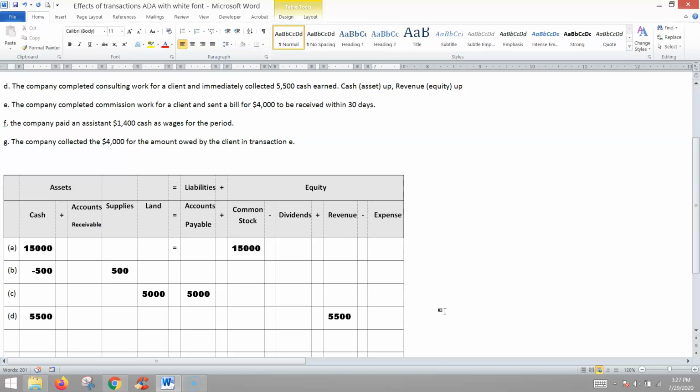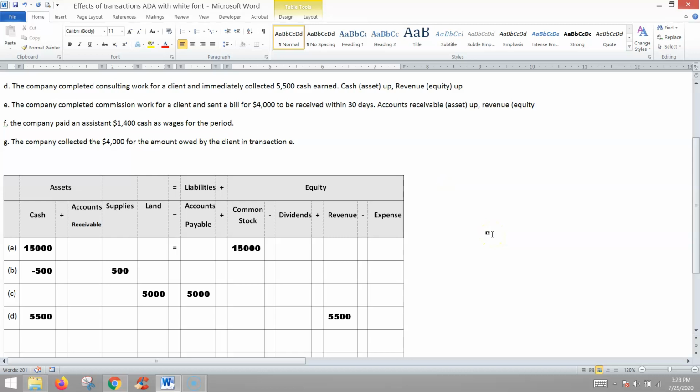On E, the company completed commission work for a client. So again, we earned revenue because we completed the work, and we sent a bill for $4,000 to be received within 30 days. So our client is not paying us today, they're going to pay us in the future. In that case, we use the account accounts receivable. It is to be received. Accounts receivable is an asset account. It is something of value.